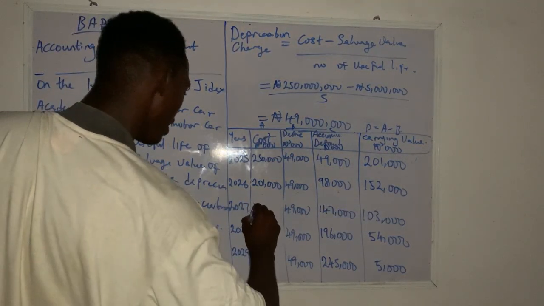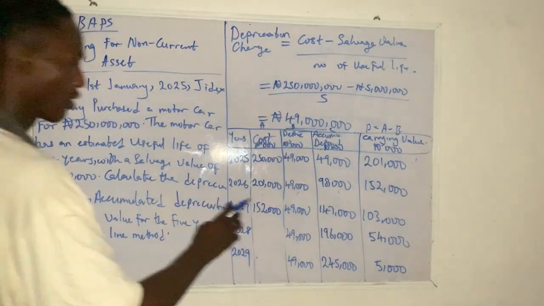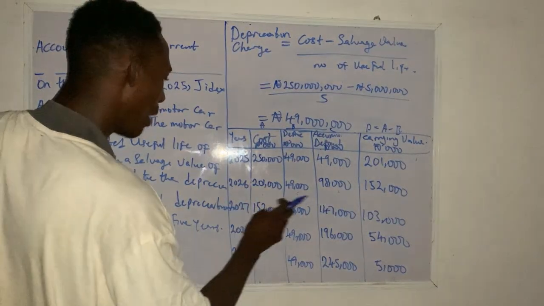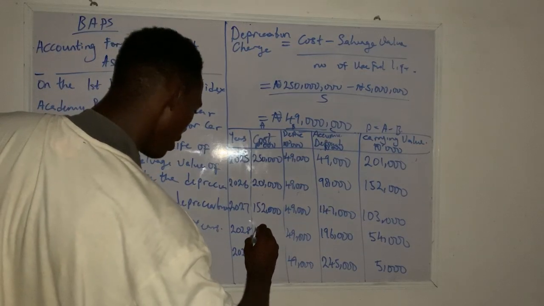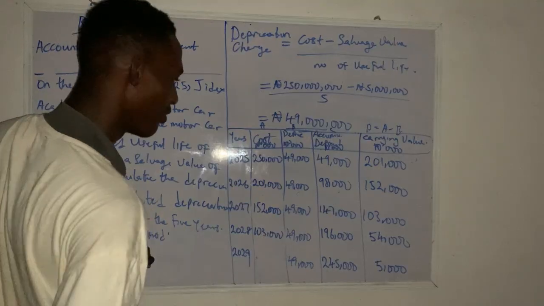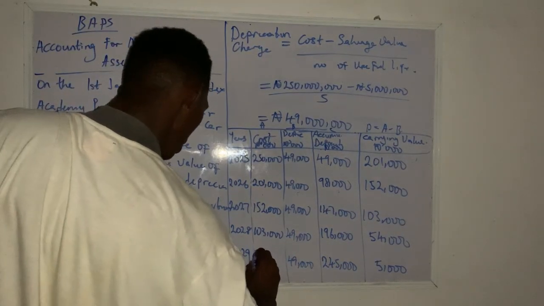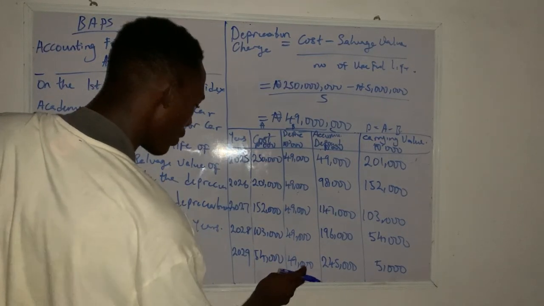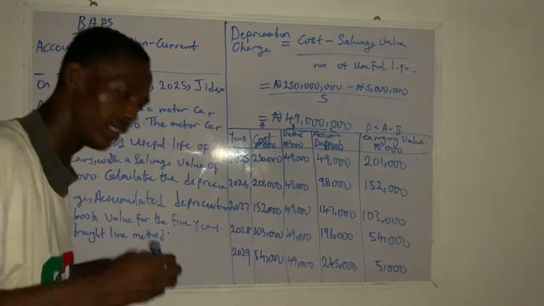So this 152 will come here as your new, it's carried forward, you understand, or brought forward rather, to the next period, or brought down. 152 minus 49,000 gives us 103. So this 103 is coming up here. 103 minus 49 will give us what? 54,000 naira. So 54,000 is coming here. 54,000 minus 49,000 will give us what? 5,000 naira. You understand? This is the other way that I can do it.